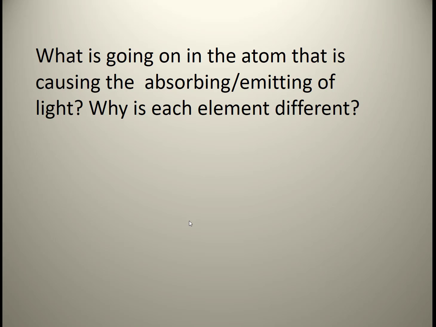So what is going on in the atom that is causing the absorbing and emitting of light? And then why is each element different? Why do I get a different fingerprint for helium than for hydrogen? I mean, they're right next to each other on the periodic table, just a difference of one proton and one electron. So why do they have such different elemental signatures?